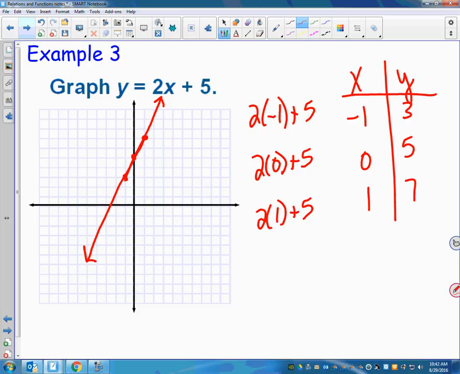So Chandler, what do you think about the domain on this one? Because it's a linear equation and all the x's are used, yes? Wes, what do you think about the range on this?